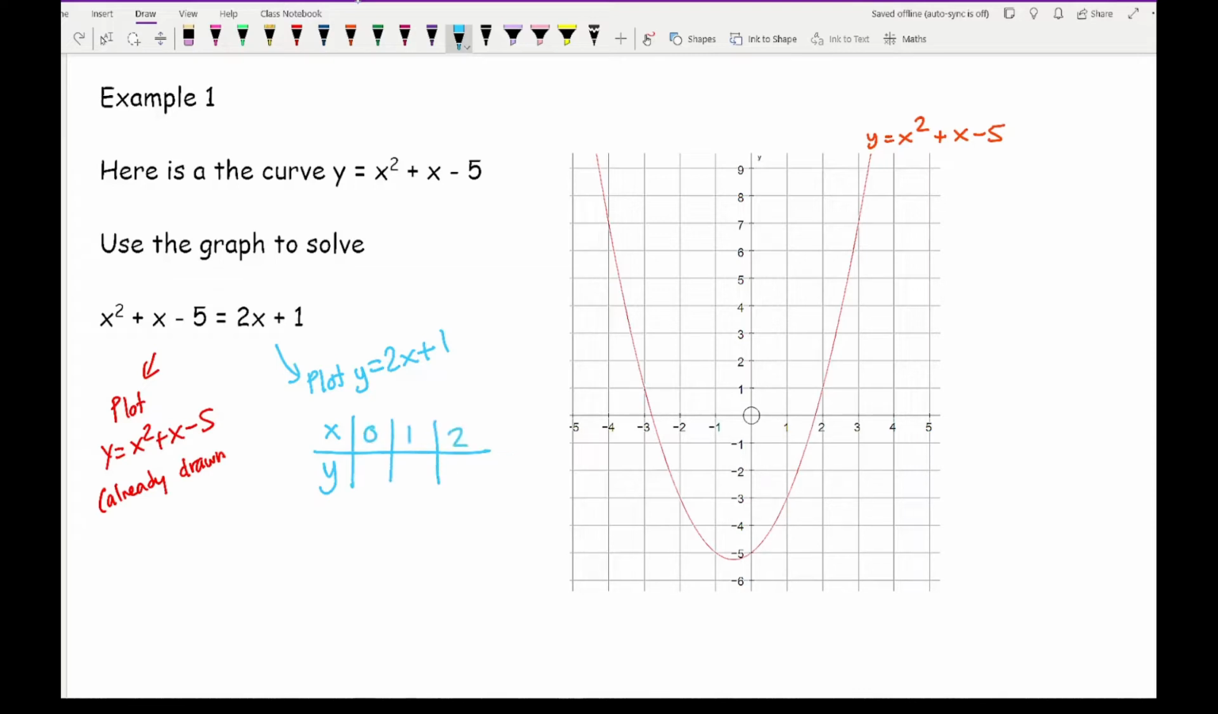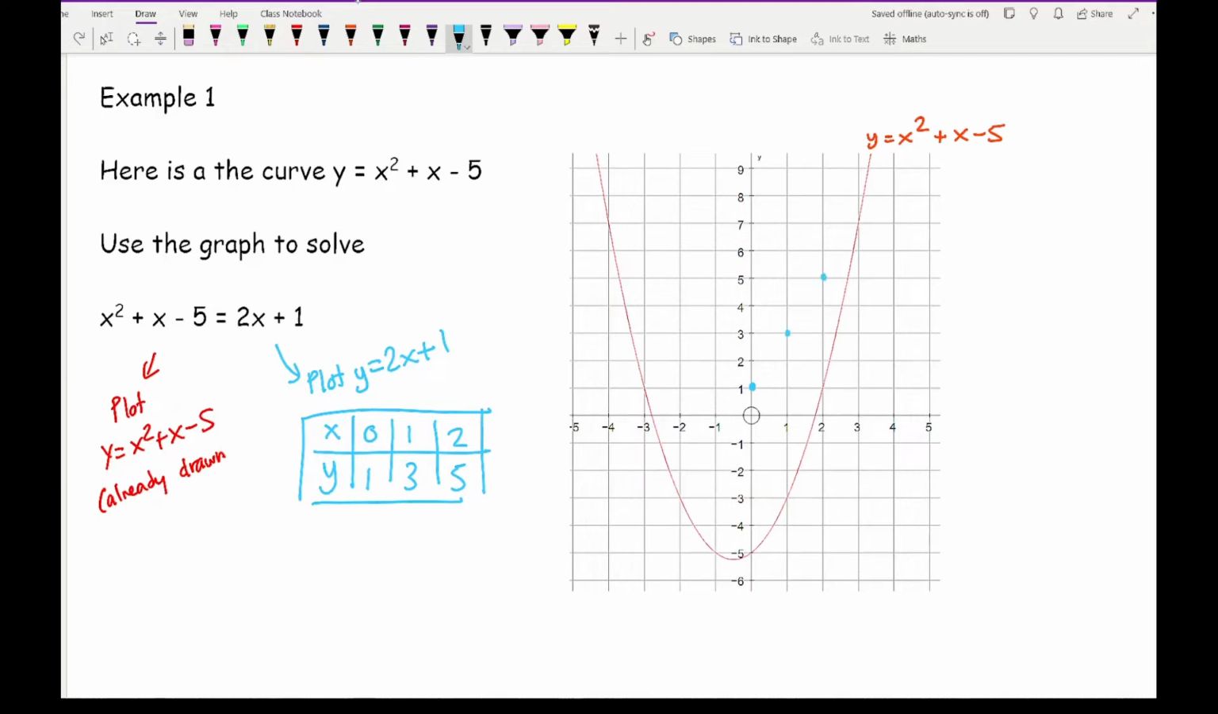Now just as I showed in the video when you're plotting diagonal lines, in theory you only need 2 points, but I would say it's always good practice to have 3. So here we've got 2x times 0 is 0, plus 1 is 1. 2 times 1 is 2, plus 1 is 3. And 2 times 2 is 4, plus 1 is 5. So if I then plot these points, I've got 0, 1, which is here, 1, 3, which is there, and 2, 5, which is here.